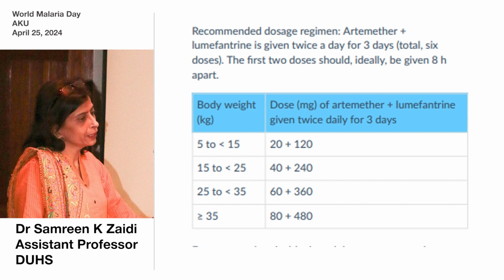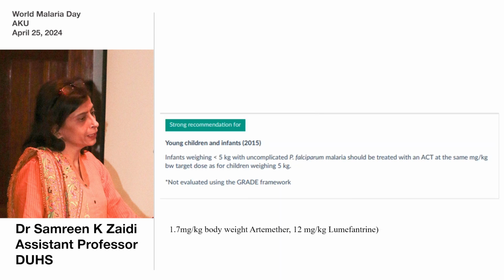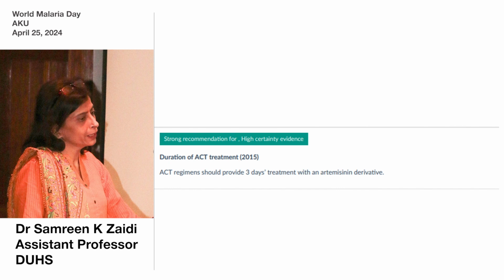The recommended dose for artemether-lumefantrine is 3 days, 6 doses in total, and the first 2 doses should be given 8 hours apart. This is the recommendation for children 5 kilos and above. What about children who are less than 5 kilos? For them, we use 1.7 mg per kg body weight of artemether and 12 mg per kg of lumefantrine. Duration is just 3 days.